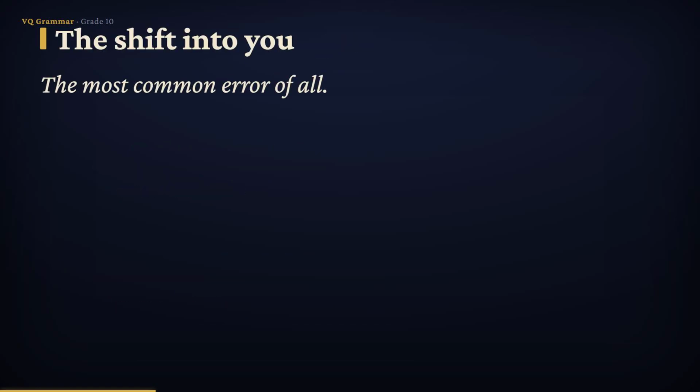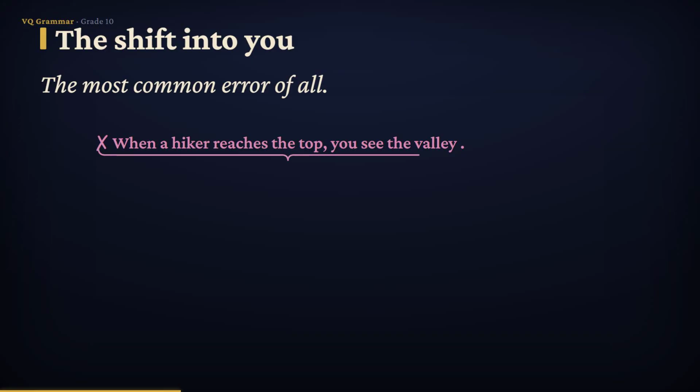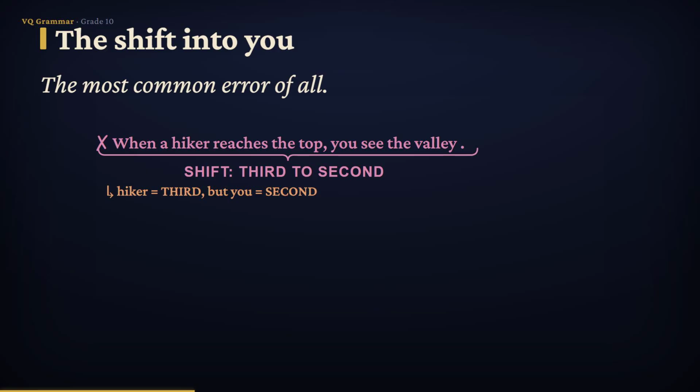Now the mistake that shows up more than any other. Look at this sentence. When a hiker reaches the top, you see the valley. Read it slowly and you can feel the floor tilt underneath you. The antecedent is a hiker, third person, somebody we are talking about. But halfway through, the sentence slides into you, which is second person, the reader we are talking to. That is a shift in person, and it quietly wobbles the whole sentence.